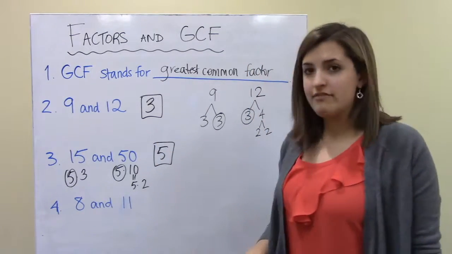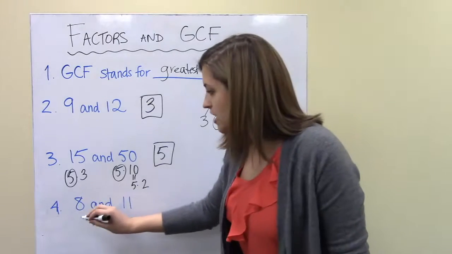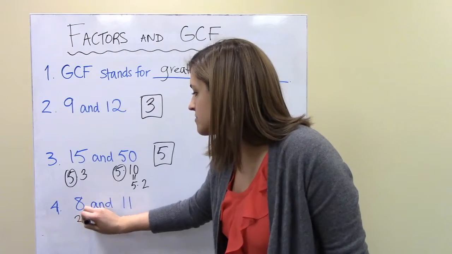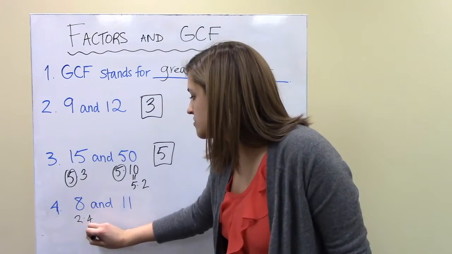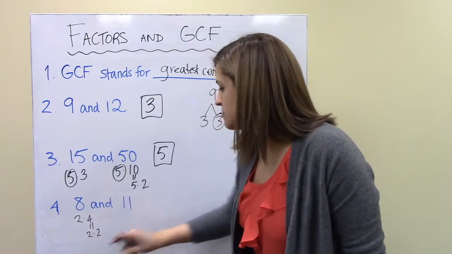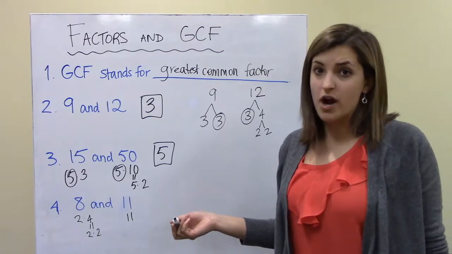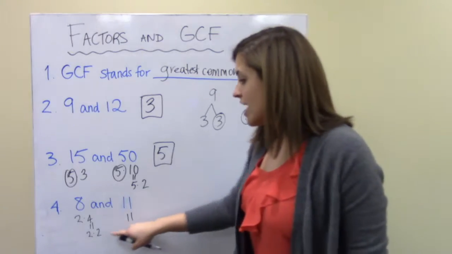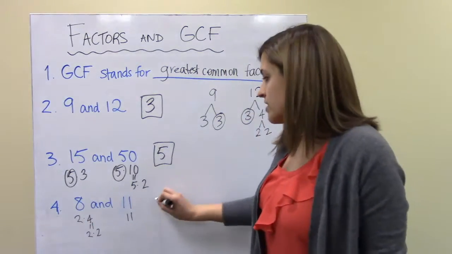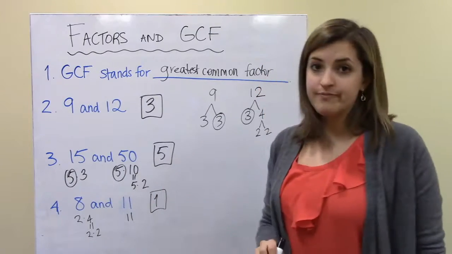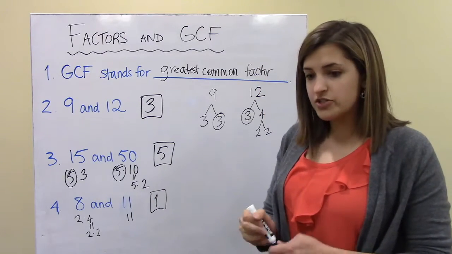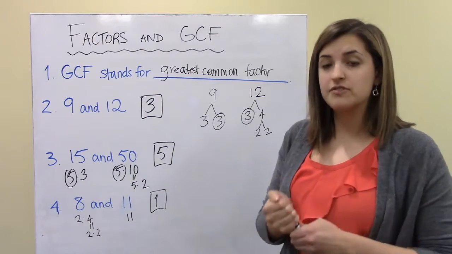Now with 8 and 11, if I factor 8, I'm going to see that 8 is 2 times 4. 4 is 2 times 2, so I have three 2's. 11 is just 11. I can't really factor it. It's already prime. So I don't have any common factors here. So my greatest common factor is 1. All right, let's move on to the greatest common factor of some monomials.